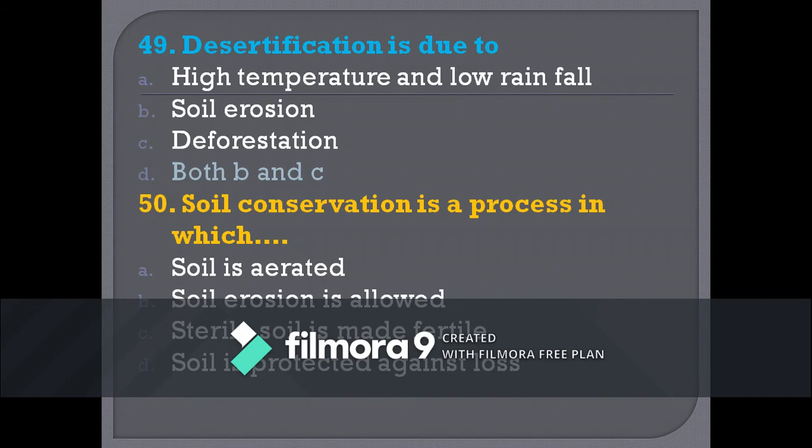Question number 50. Soil conservation is a process in which soil is aerated, soil erosion is allowed, sterile soil is made fertile, soil is protected against loss. So D is the right answer. Soil is protected against loss. Against the loss, that means soil is not allowed to be lost from the surface of the land by growing trees over there.